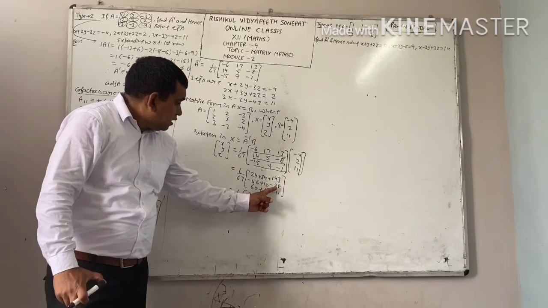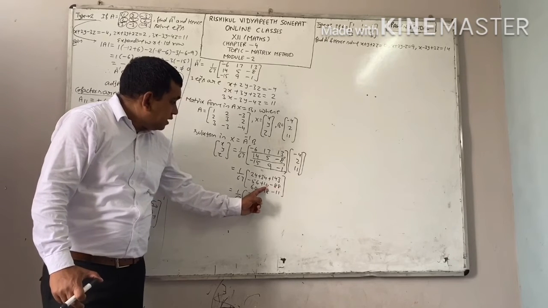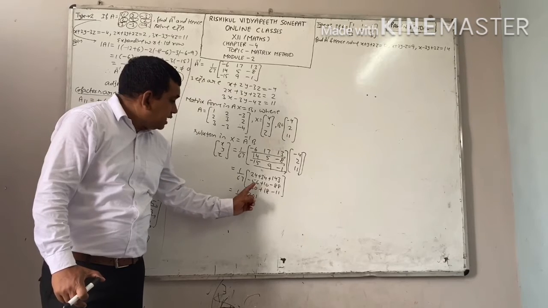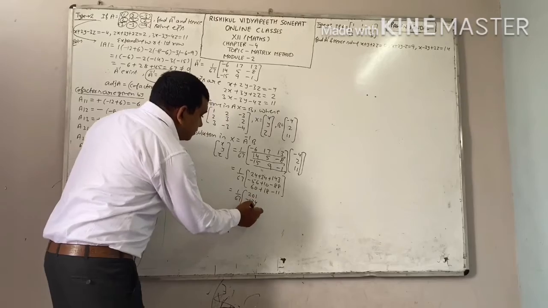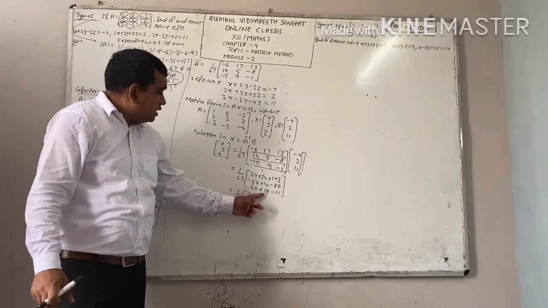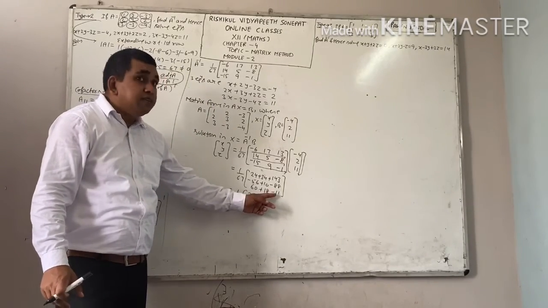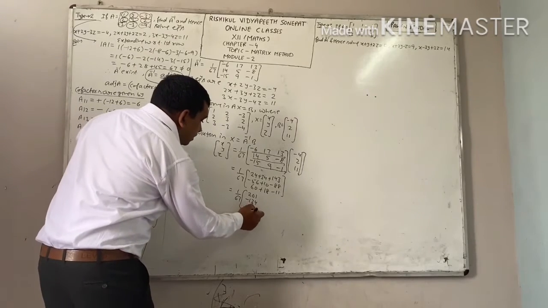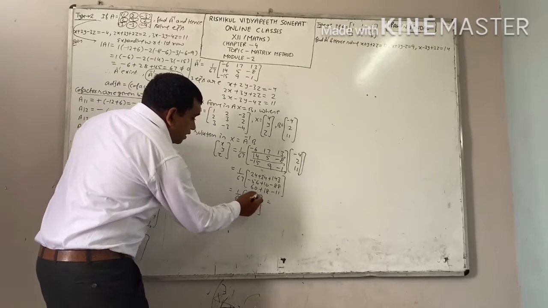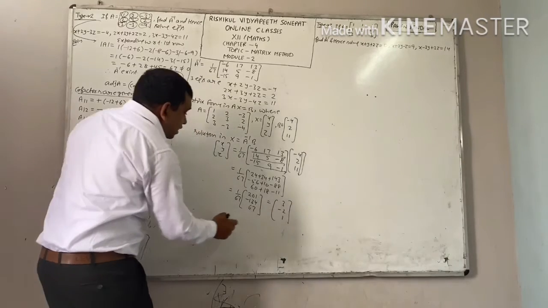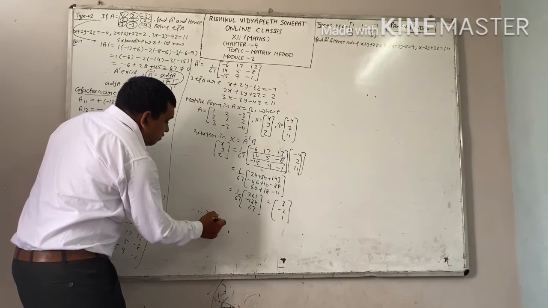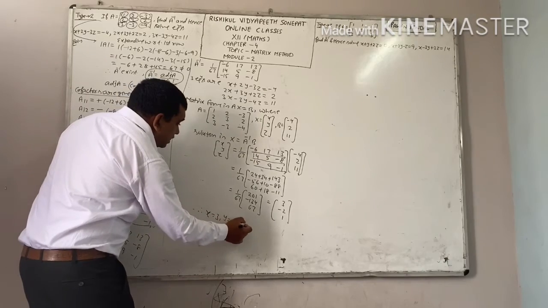Next, minus 88 plus 10. This is your minus 78. Minus 78 minus 56 is your minus 134. Last, 60 plus 18, 78. 78 minus 11, 67. When you divide these three by 67, you will get 3, minus 2, 1. Therefore, x equal to 3, y equal to minus 2, and z equal to 1.